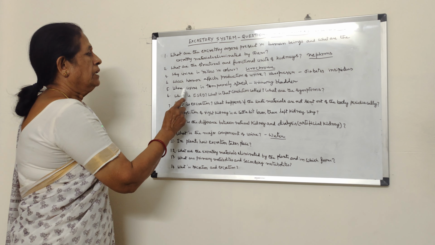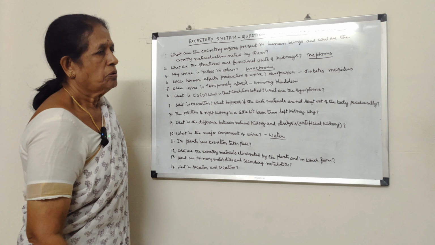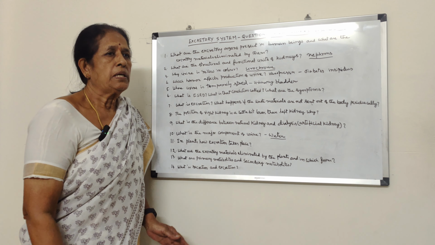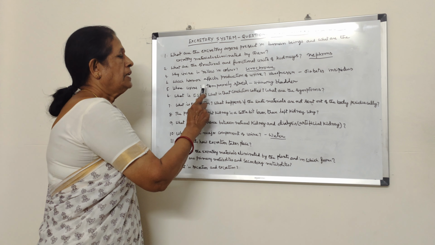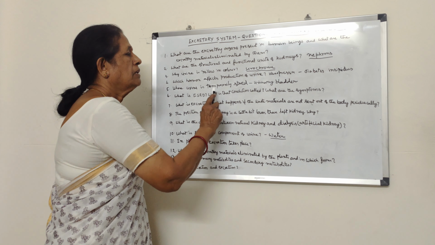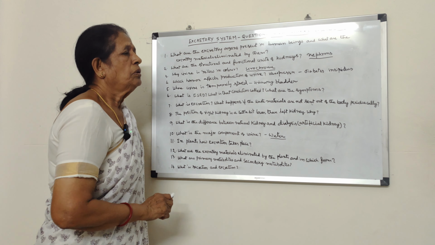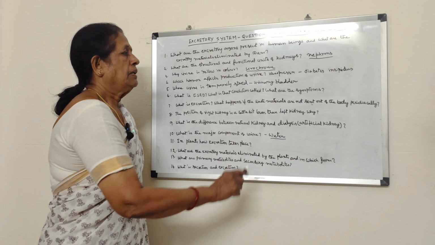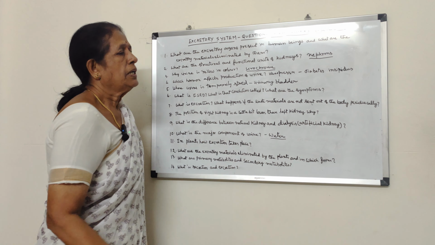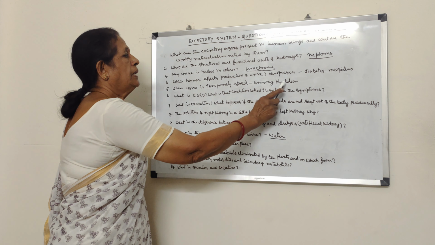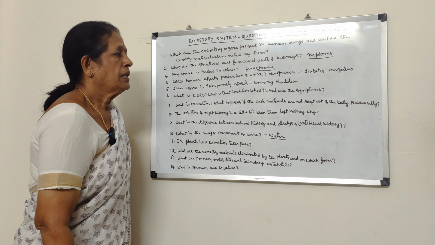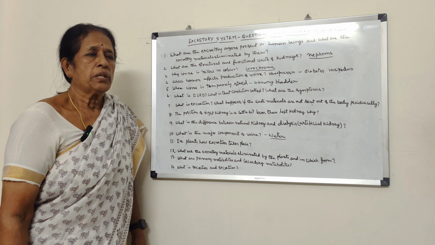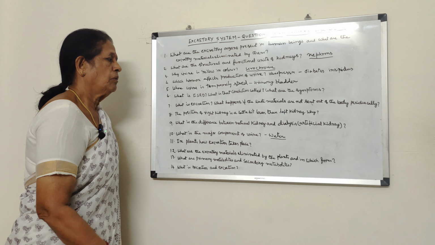Next, where is urine temporarily stored? That means the nephrons filter the blood and separate nitrogenous waste materials, and these nitrogenous waste materials along with water pass through the tube-like structures which are called ureters, and they enter into the urinary bladder. In the urinary bladder, the urine is temporarily stored, and then it passes through the urethra and is eliminated out.